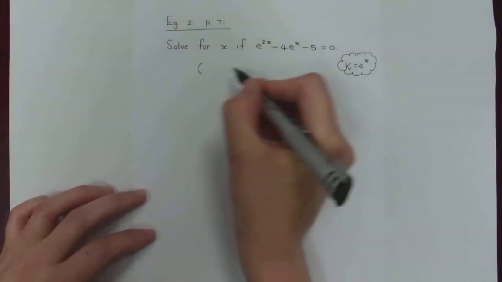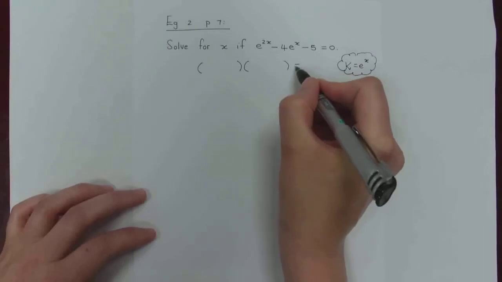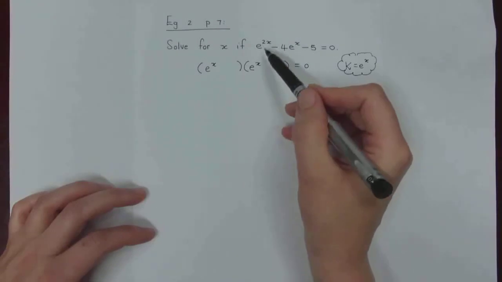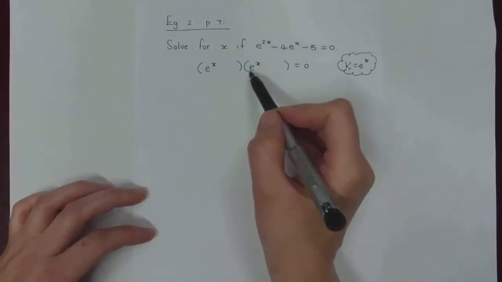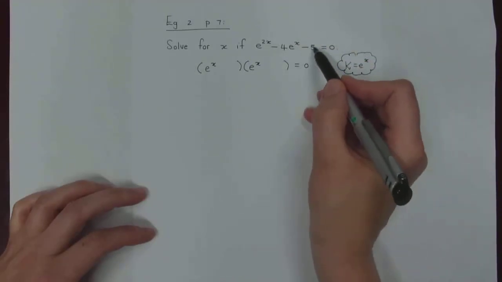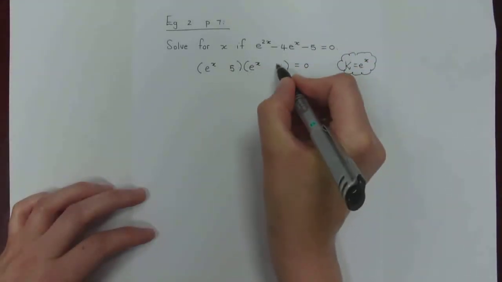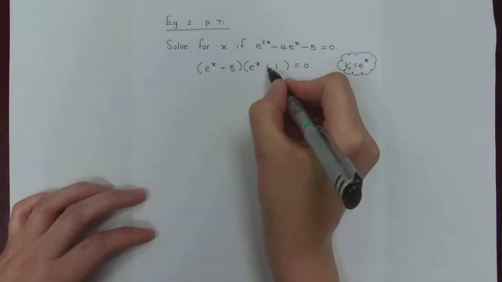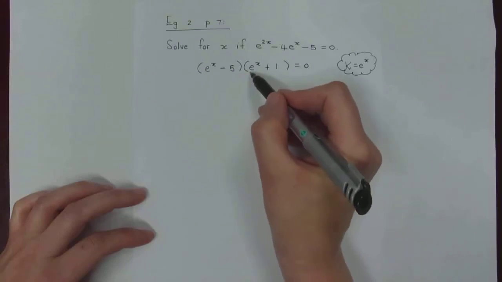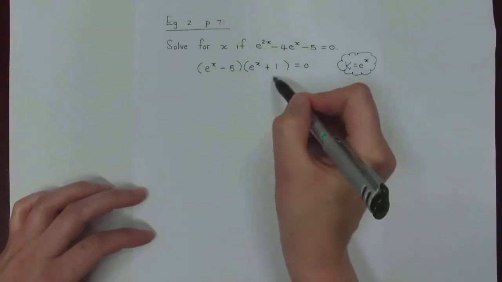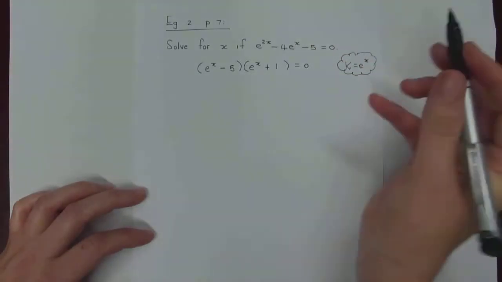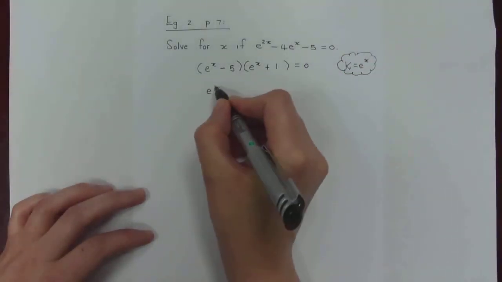So factorization, we're going to say it's a binomial times a binomial, and e to the power of x times e to the power of x is e to the power of 2x, because if I multiply these powers, I add the exponents, which gives me e to the power of 2x. Then I need to get that 5, which is 5 times 1, and then I need to have minus 5 times positive 1 to get the negative 5, but also to get that minus 5 times e to the power of x plus 1 times e to the power of x gives you the minus 4 times e to the power of x.